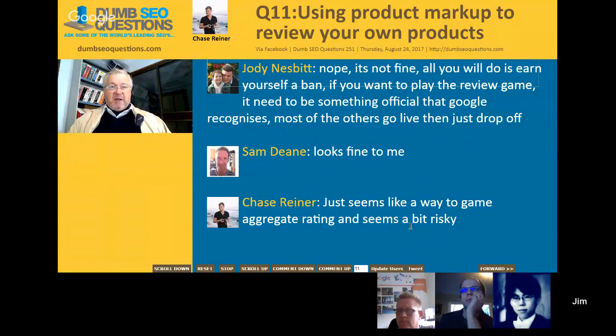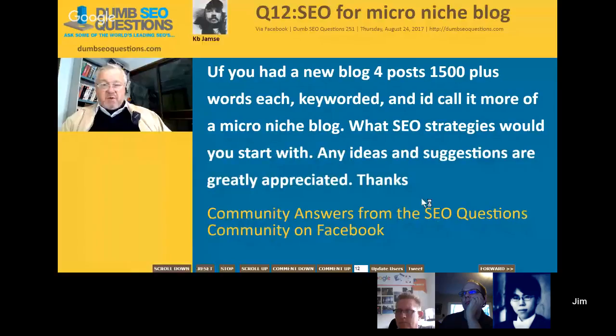Excellent. Okay, let's move on to the next. 12 down, 20 to go. No, 25. KB Jamsey asked a question on SEO for a micro niche blog. He said, if you had a new blog, 4 posts, 1,500 plus words each, keyworded, and I'd call it more of a micro niche blog, what SEO strategies would you start with? Any ideas and suggestions are greatly appreciated. Thanks.